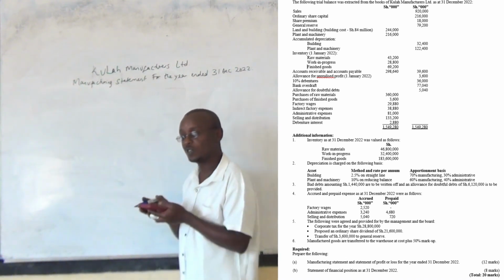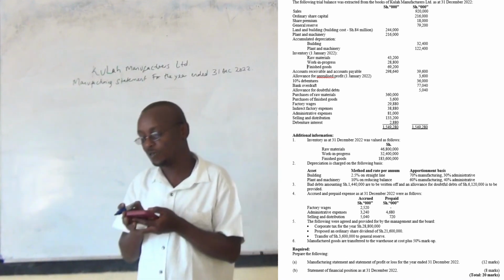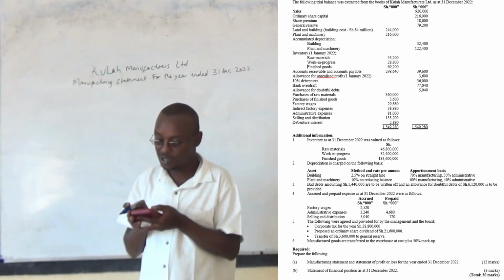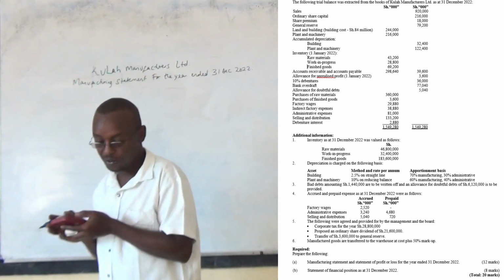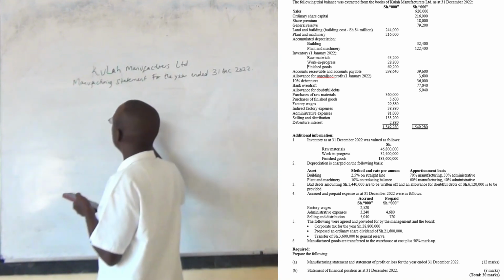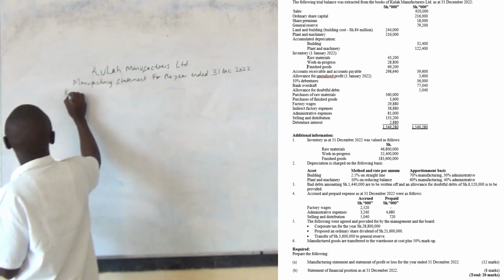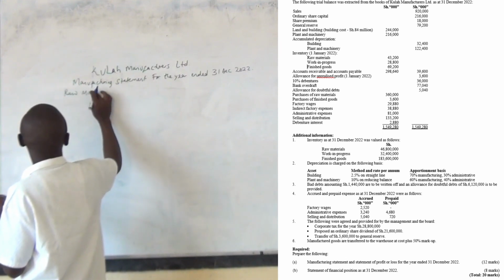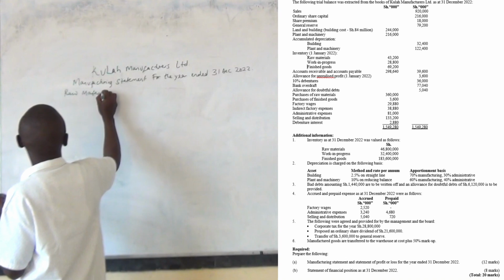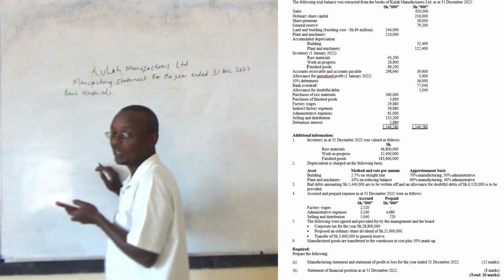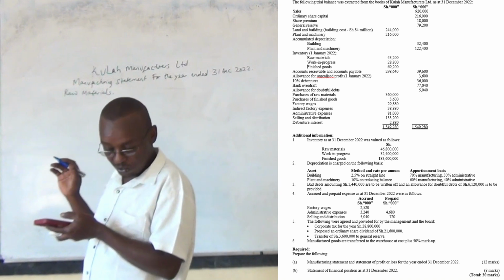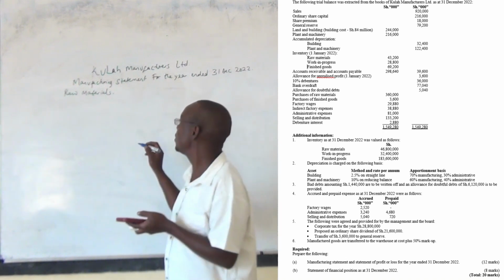So in a manufacturing statement, we give out the details of what was used in the manufacturing process. So we have in the description, we have the raw materials. What are the components of manufacturing? We have materials, labor, and overheads. So the raw materials, start with the opening inventory.